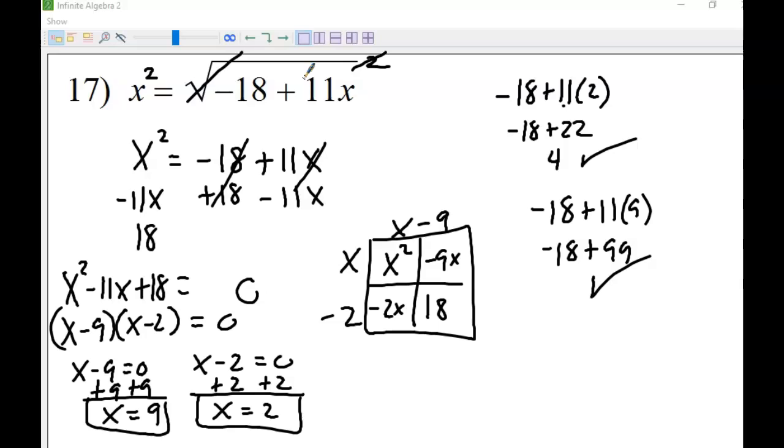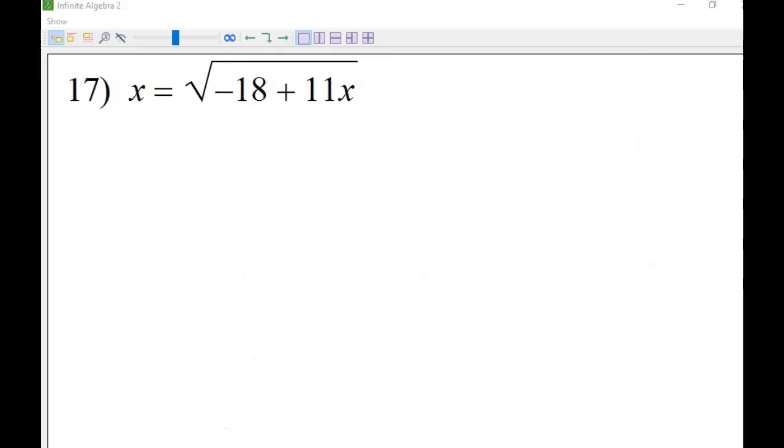But the big thing to pay attention to here is that we had a quadratic this time because it was an x squared and a regular x. And when that happens, you move everything to one side, and you factor and use the zero product property. All right, moving along, let's do one more.